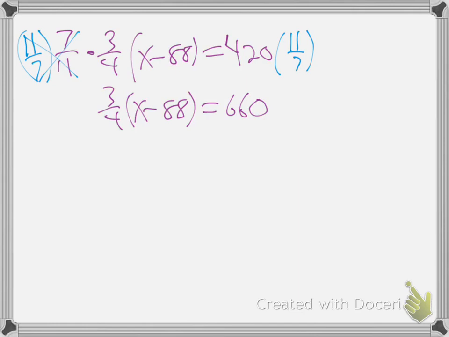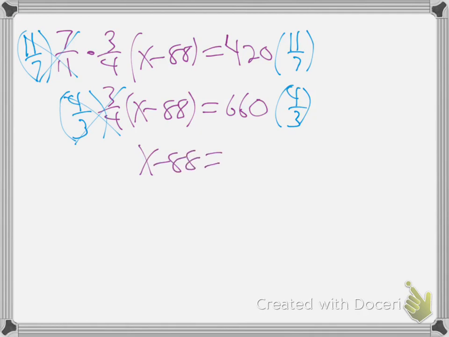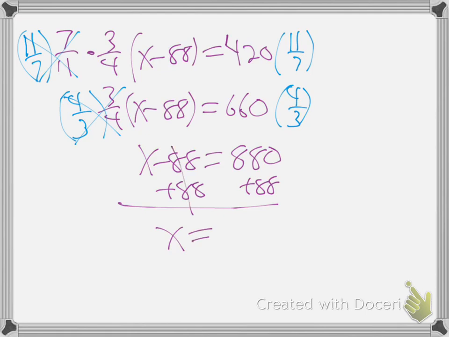Next, we've got to get rid of that 3/4. How are we going to do that? We multiply both sides by 4/3. Cancel, cancel. So X minus 88. What's that going to be? 220 times 4, 880. Final step to get X alone: add 88. X equals 968. There it is. He originally had $968 in the savings account.